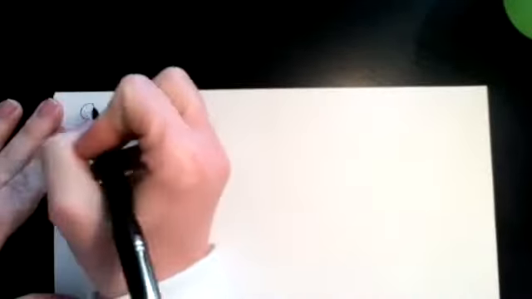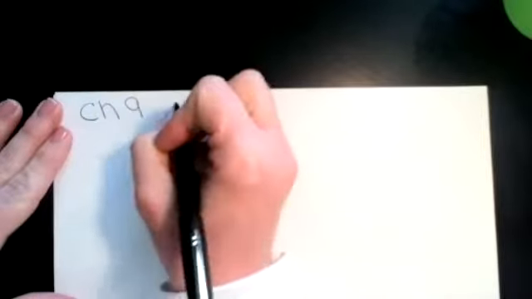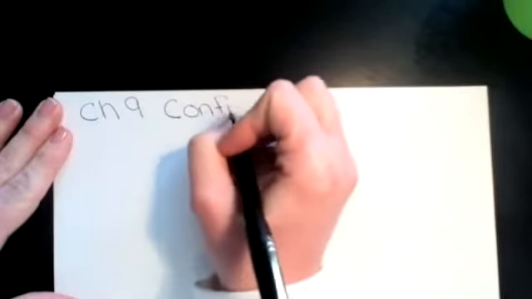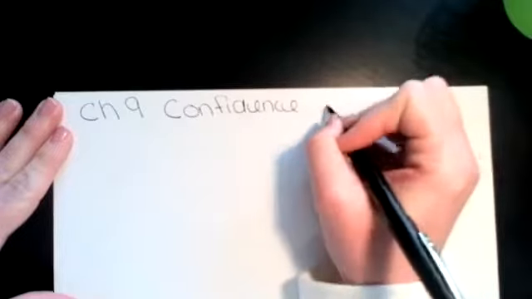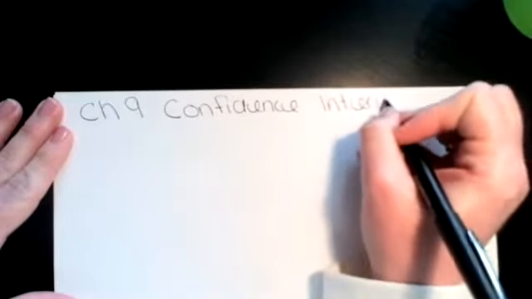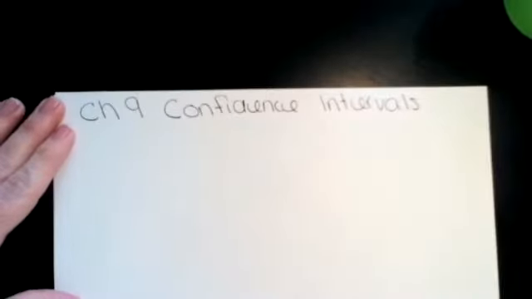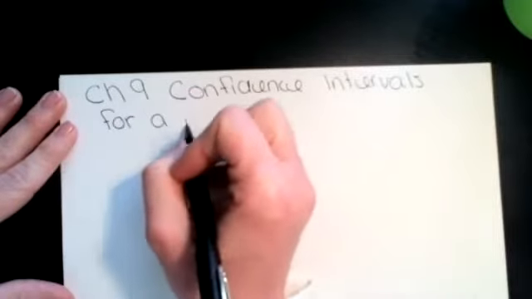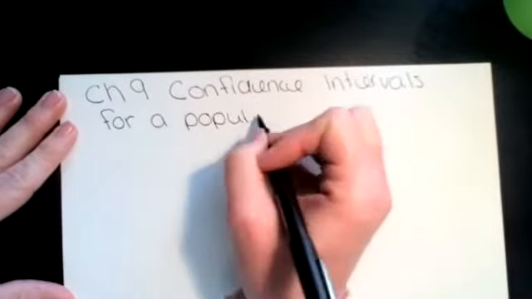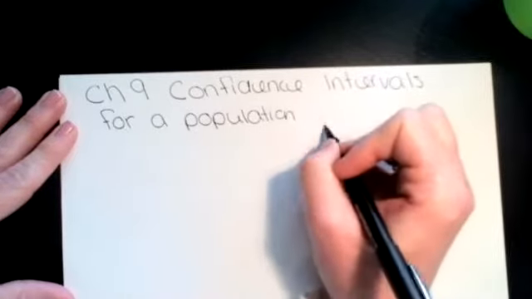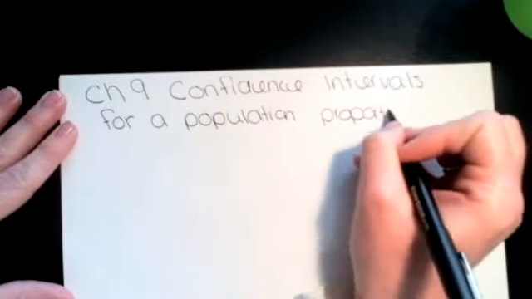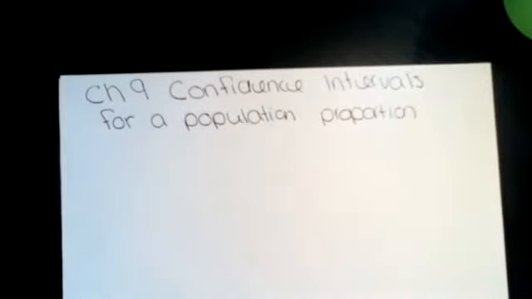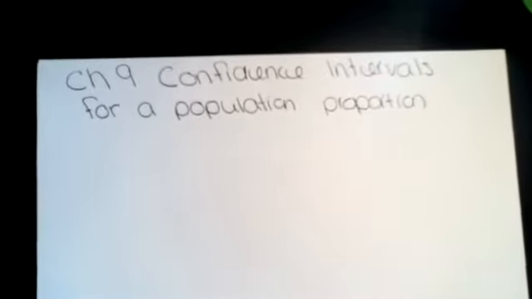Okay, so we're going to start this chapter 9. In chapter 9, we're talking about confidence intervals. And in particular, today, we're going to look at confidence intervals for a population proportion. So this is my categorical data. I need to refocus this here.